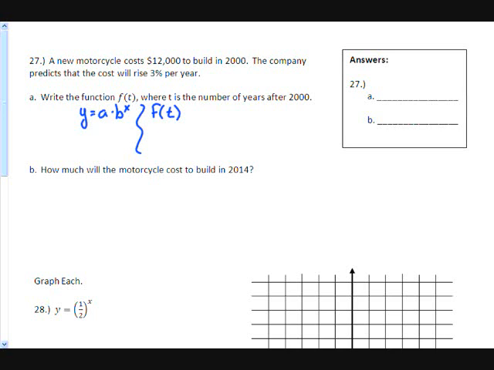The a value is the initial amount. That's the 12,000. The b value, the thing being raised to the power, since it's increasing by 3%, I have to remember that the b value is 1 plus that rate. So it's going to be 1.03 raised to, instead of x, I'm going to call it t because it asked me to put this in terms of years. Okay? Let me scoot these over a little bit.